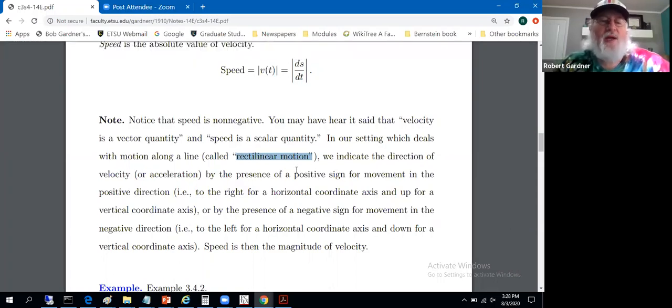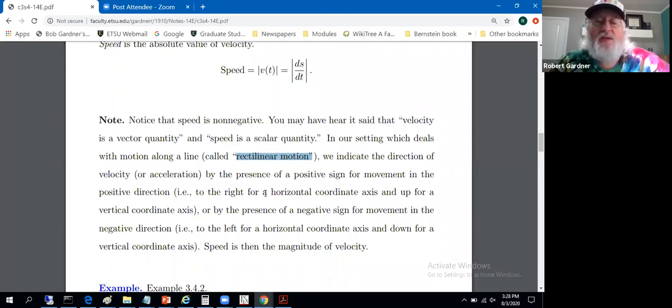We indicate the direction of velocity or of acceleration by the presence of a positive sign or a negative sign. If we've got movement of an object along a coordinate axis which is vertical, as in the previous picture, then a positive sign on velocity will indicate that the object's moving in the positive direction, upward. A negative sign on velocity would indicate the object is moving downward.